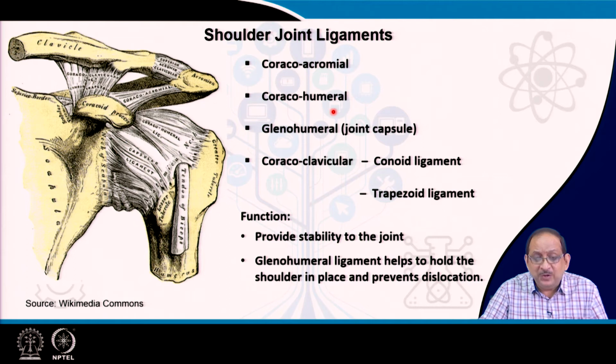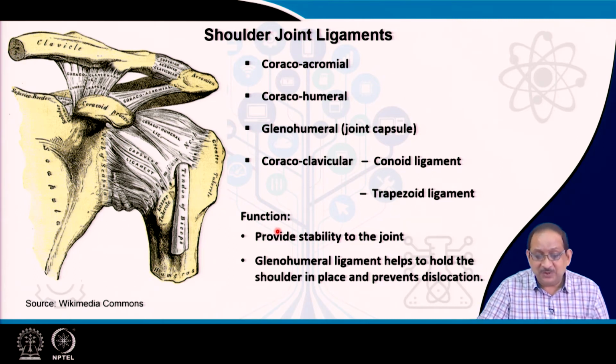The coracohumeral ligament connects the coracoid process with the humerus. The glenohumeral ligament is actually a part of the joint capsule, the glenohumeral joint capsule. It's a capsular ligament. And the coracoclavicular ligaments are the ligaments that connect the clavicle with the coracoid process. There are two ligaments, one is the conoid ligament, another is the trapezoid ligament. These two are grouped under the coracoclavicular ligaments.